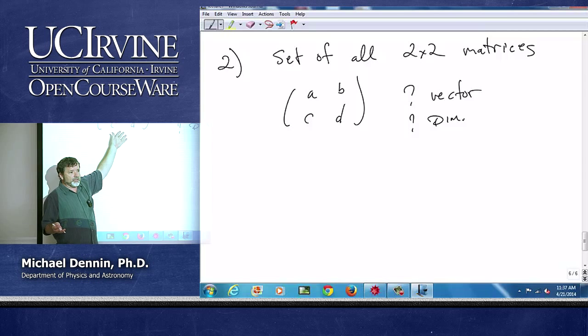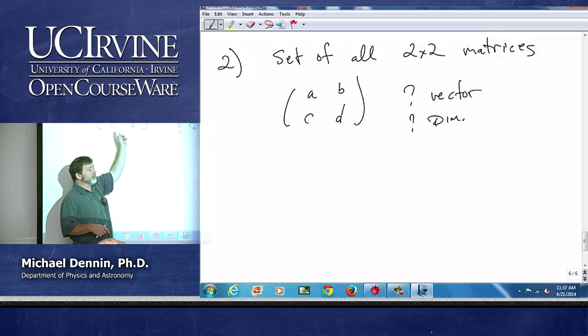So what's the 0 vector? All zeros. What's the negative? The inverse. Everything having negatives. So the only real trick is what's multiplying by a scalar? Multiply every number by a scalar. That's the one that makes the most sense. So if I multiply this by 2, I get 2a, 2b, 2c, 2d.